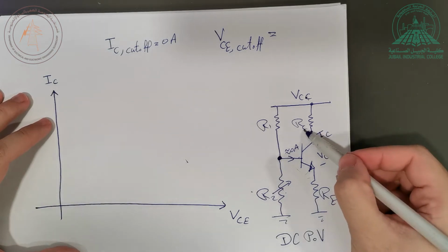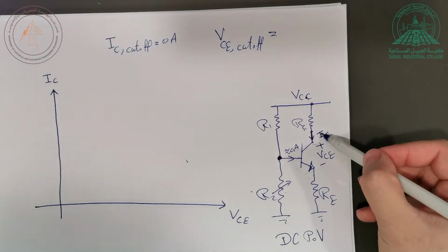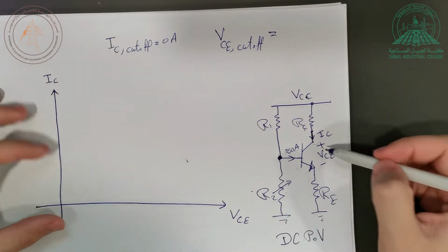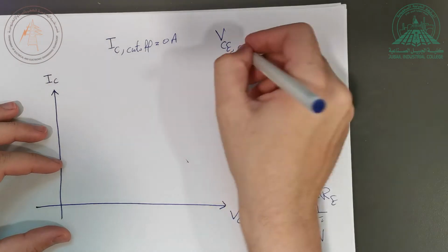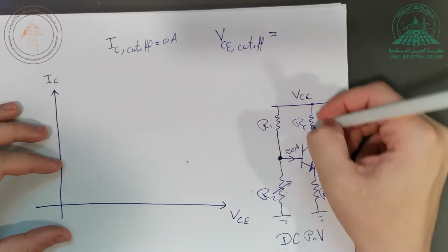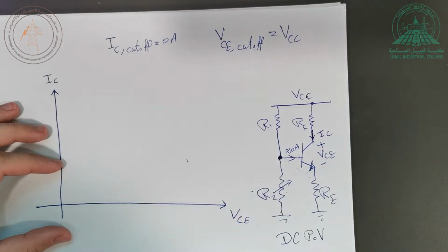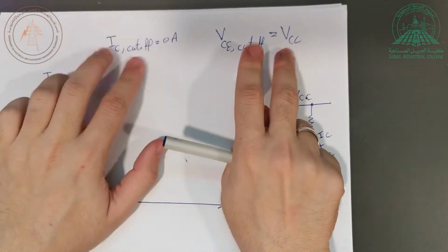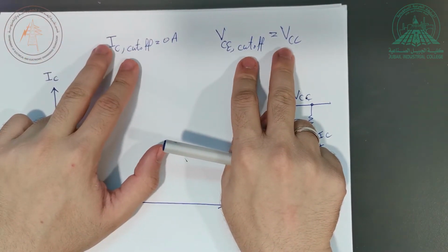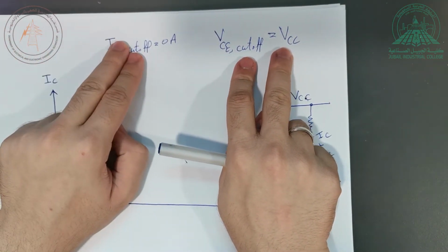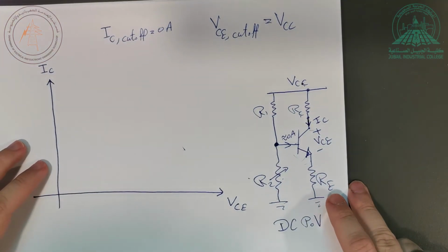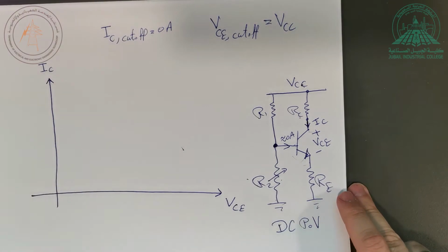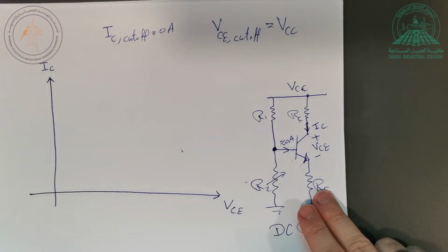But since this is 0 volt, because the current is 0 ampere, all this voltage will go to the open circuit as usual. The open circuit will take all the voltage. It means during cutoff, the VCE voltage is equal to VCC. So during cutoff I know my conditions: IC equal to 0 and VCE equal to VCC. This is one extreme. Now let's go back here.